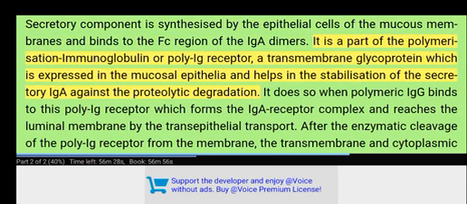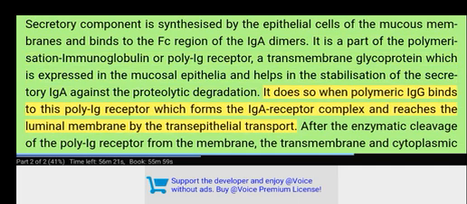It is a part of the polymeric immunoglobulin or poly-Ig receptor, a transmembrane glycoprotein which is expressed in the mucosal epithelia and helps in the stabilization of the secretory IgA against proteolytic degradation. So when polymeric Ig binds to this poly-Ig receptor, it forms the IgA receptor complex and reaches the luminal membrane by transepithelial transport.